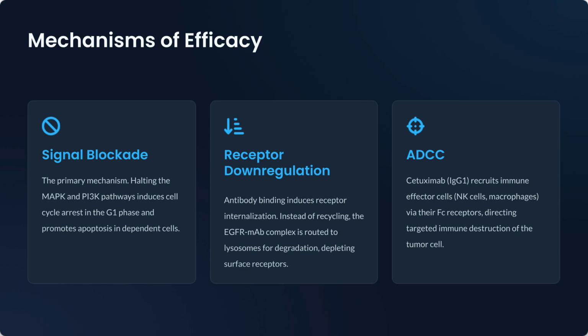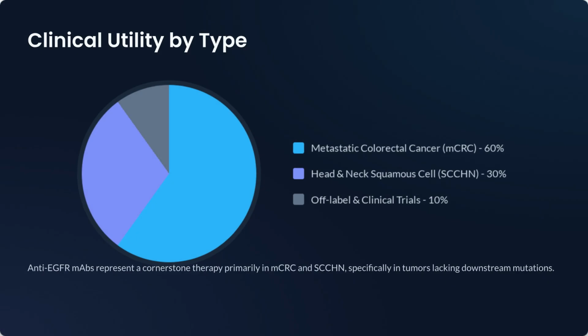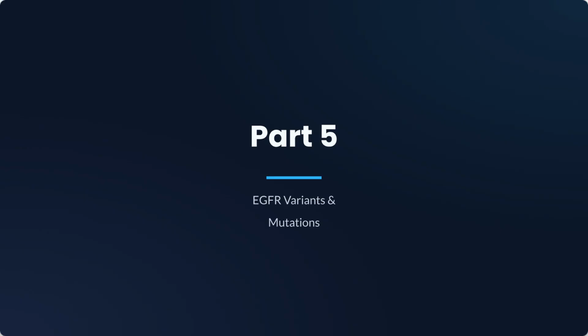The efficacy of these antibodies relies on three key mechanisms: signal blockade, receptor downregulation, and antibody-dependent cell-mediated cytotoxicity, known as ADCC. Anti-EGFR mAbs are critical cornerstone therapies for metastatic colorectal cancer, accounting for 60% of their clinical utility, and head and neck squamous cell cancer, accounting for 30%. Part 5 will now explore EGFR variants and mutations, which significantly influence treatment outcomes.